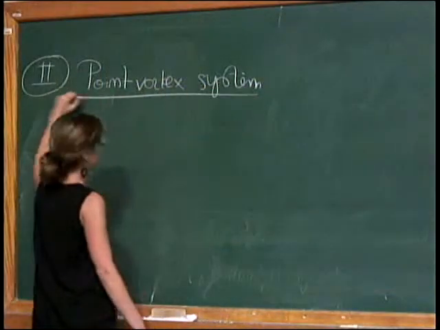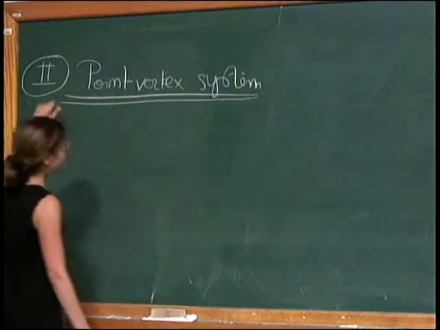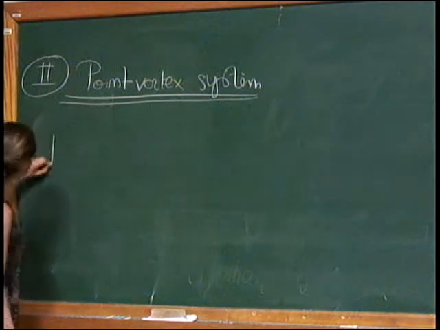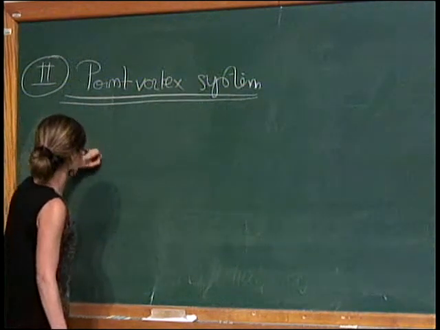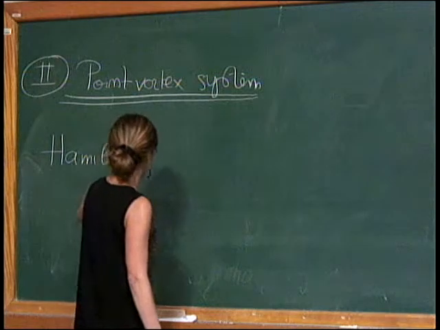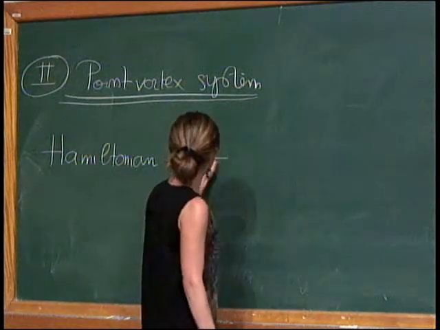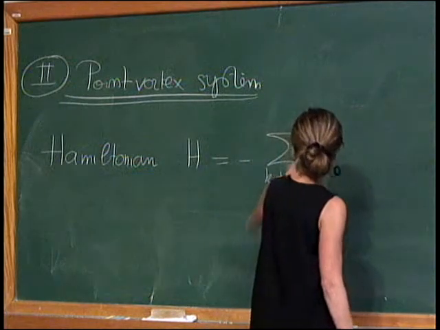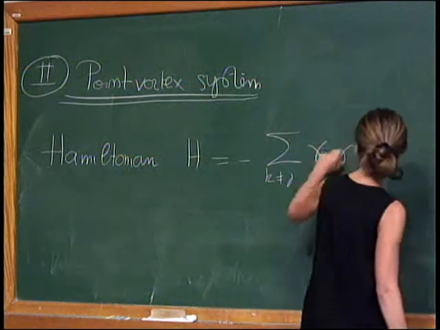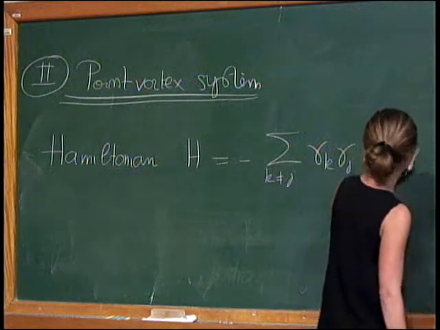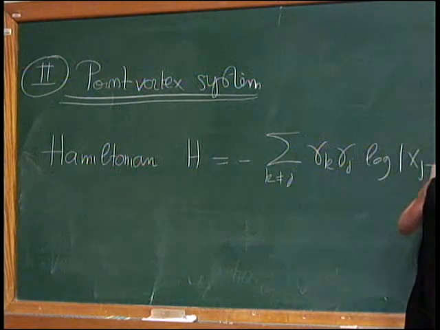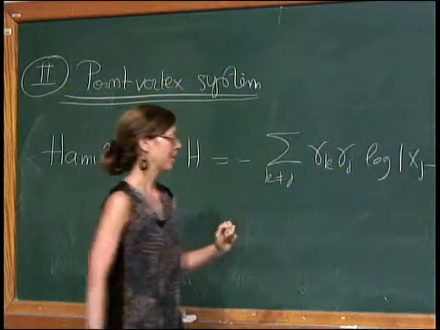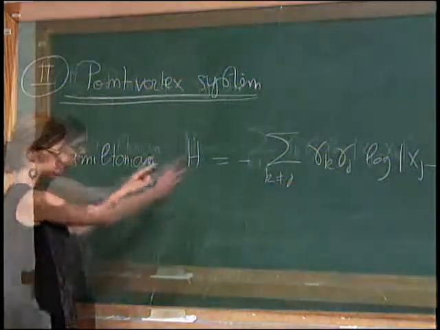Some known results. So in fact, this is a Hamiltonian system with Hamiltonian given by H, which is minus the sum for k different from j of gamma k gamma j log of |xj minus xk|. Let's put a square. Okay. And so it's a conserved quantity.